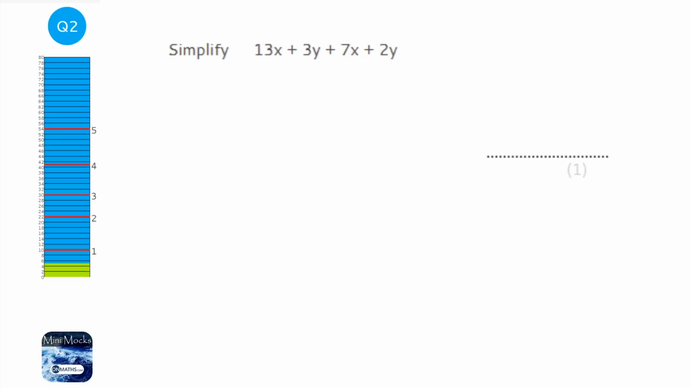Okay, so when simplifying, it's really important to understand what like terms are. This is an x term, and this is also an x term. This is a y term, and this is a y term. So we're going to add the x terms first, so 13x plus 7x is 20x. And then we're going to add the y terms, so 3y plus 2y is 5y.